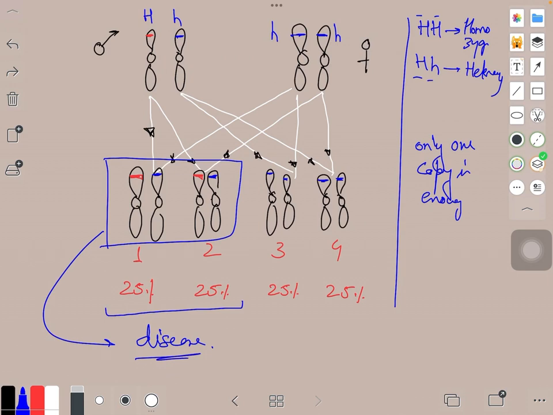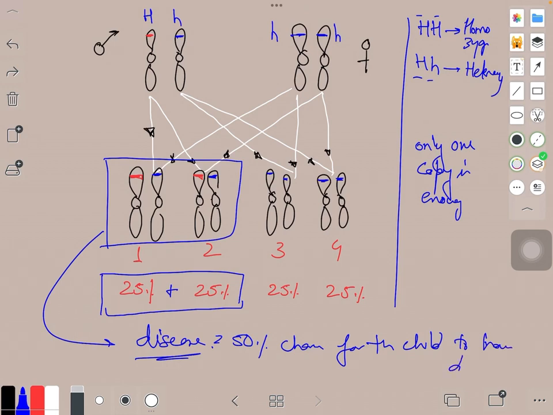So how much is it? So it is about 25 plus 25%, about 50% chance for the child to have the disease.